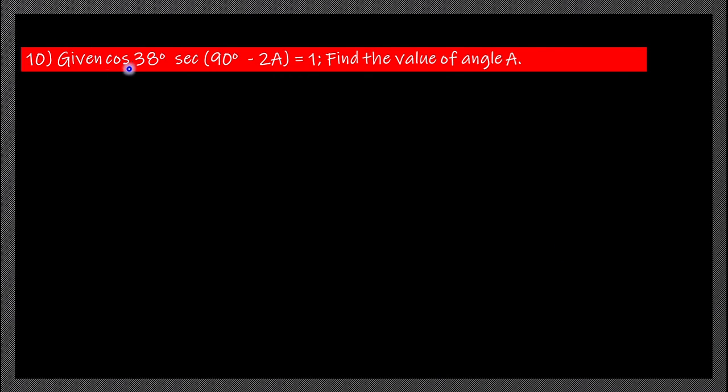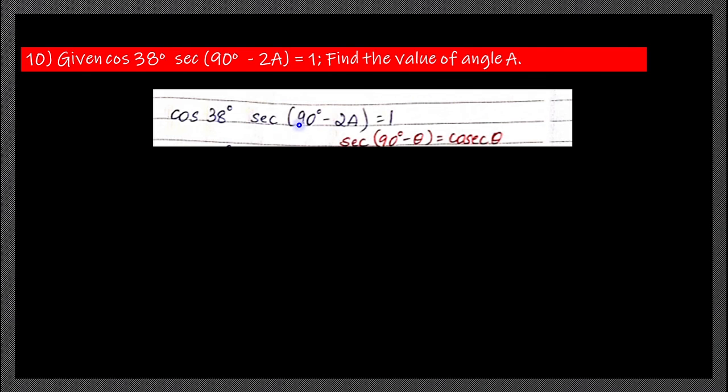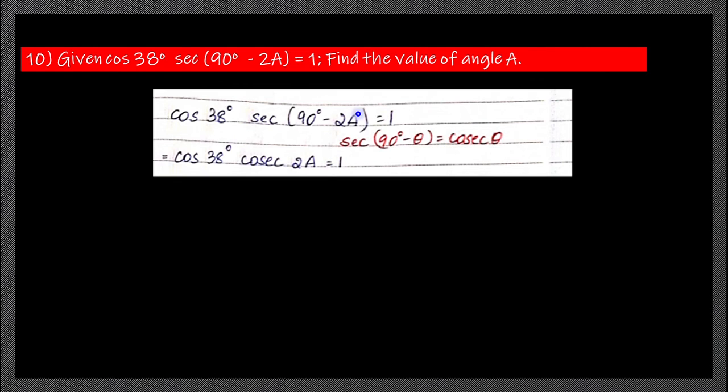Now coming ahead with the complementary angles. So we have been given cos 38 degrees secant of 90 degrees minus 2a equals 1. Find the value of a. Let's write the same. Secant of 90 degrees minus theta equals cosecant theta. With that, your theta is taken as 2a, so cosecant 2a will be substituted, and cos 38 degrees is your best friend. Wherever you go, you need not change that, you just carry it along with you, like how you take your best friend wherever you go.